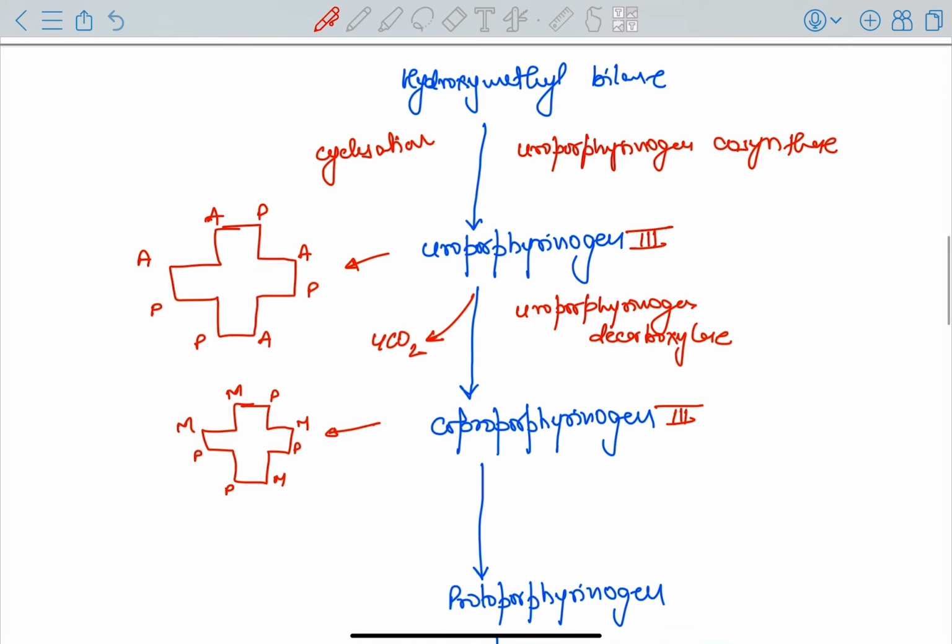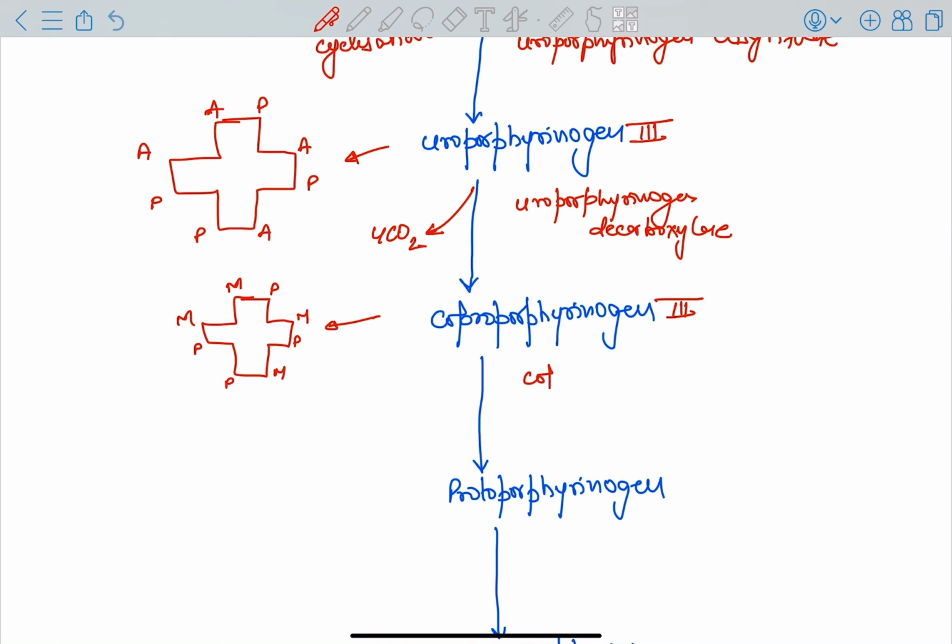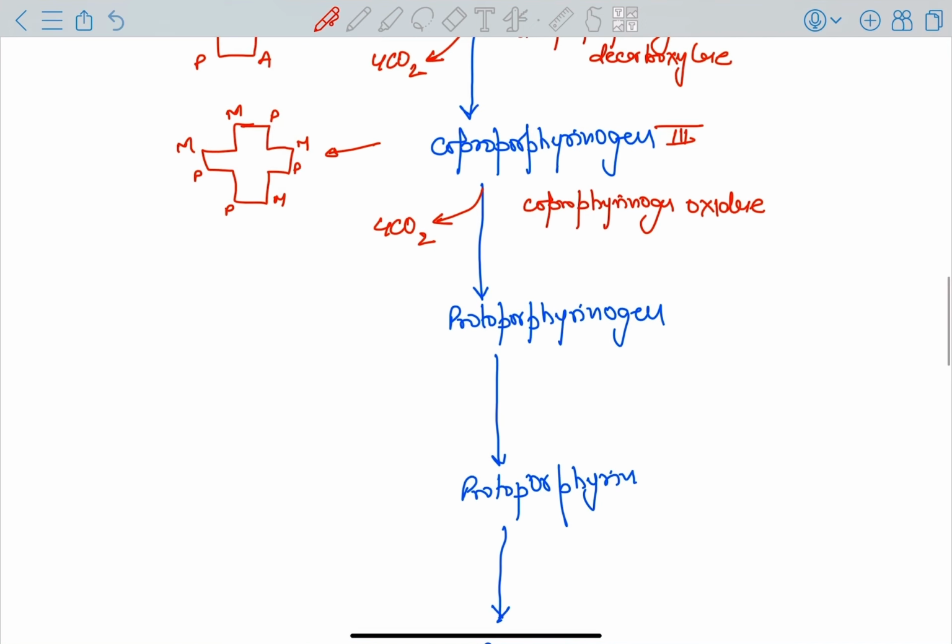Now, on coproporphyrinogen, coproporphyrinogen oxidase acts and converts it into protoporphyrinogen. From here 4 molecules of CO2 are again removed. And then protoporphyrinogen is formed, which is nothing but this thing. In protoporphyrinogen, we have not much change. A vinyl group is added in two places, MV, methyl vinyl, and then we have methyl and propyl again, propyl and methyl again. So this forms the protoporphyrinogen.